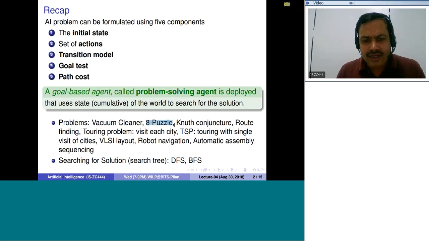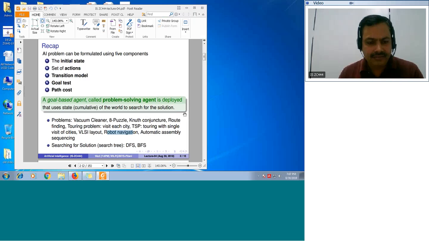We have also seen an example of the 8 puzzle, where in the 3x3 grid there is one hole, and that hole can move anywhere, and by this the numbers get changed. Map coloring, route finding, tower of Hanoi, traveling salesman problem, VLSI layout, robot navigation, automatic assembly sequencing. A lot of these things we discussed in the last class. And then we also discussed these 2 approaches for solving them, depth first search and breadth first search.